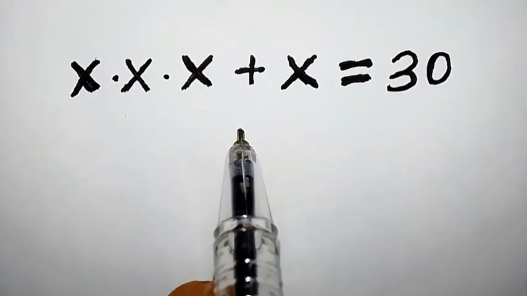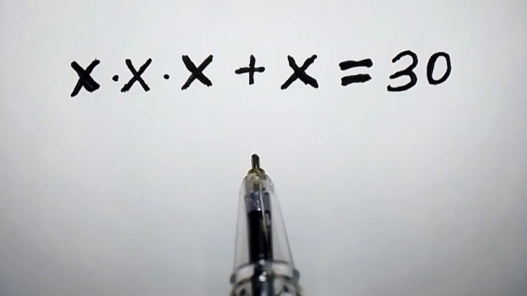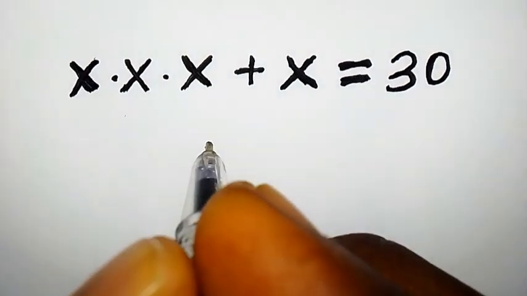Hello, let us solve this equation together. x times (x plus x) is equal to 30. How do we solve for x? Without further delay, let's begin.